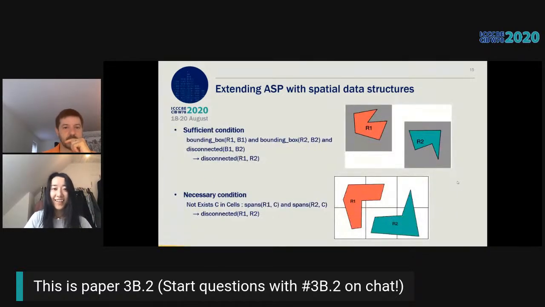Right. So here are two examples of trivial cases where two regions one or two are disconnected. One is when their bounding boxes are disconnected. The other one is when they do not span over the same quad cell. So those conditions actually reflect general data structures such as R-trees and quad trees.